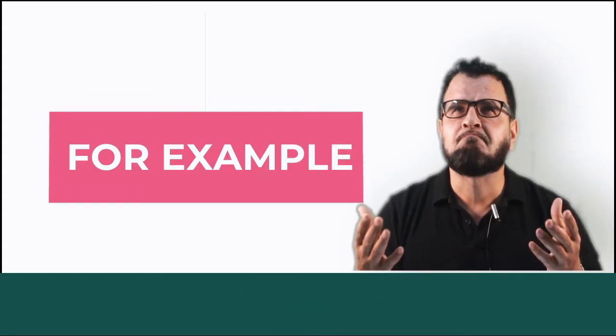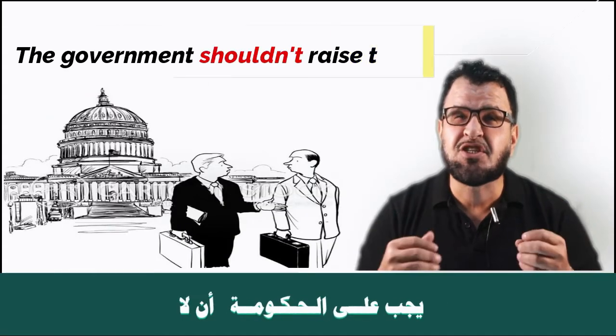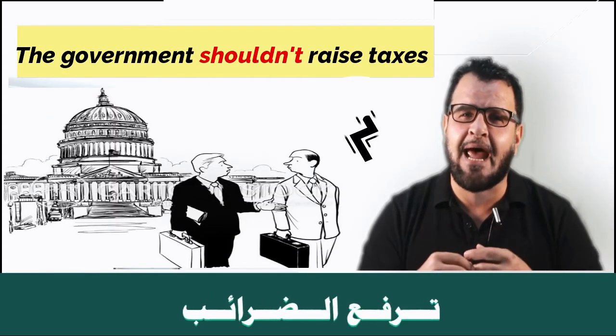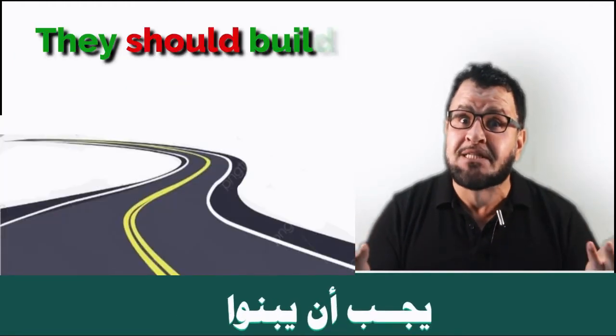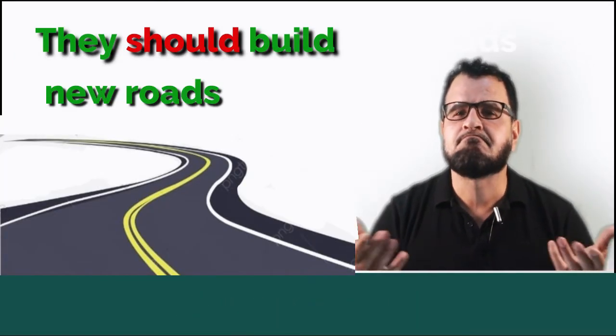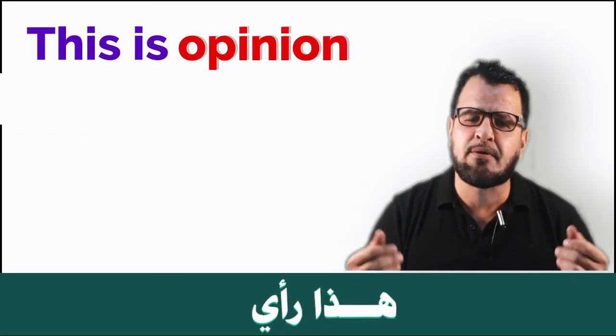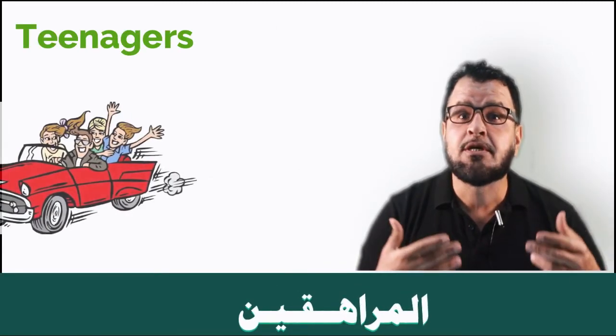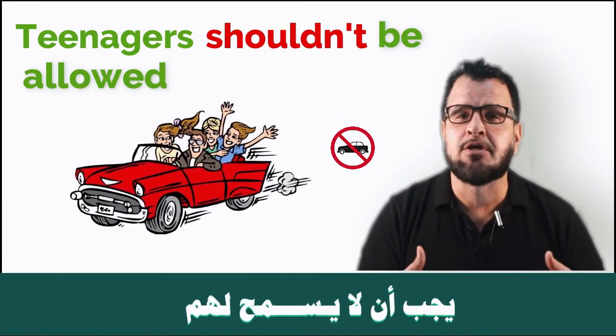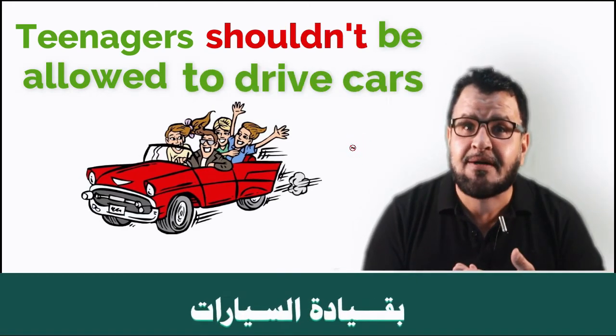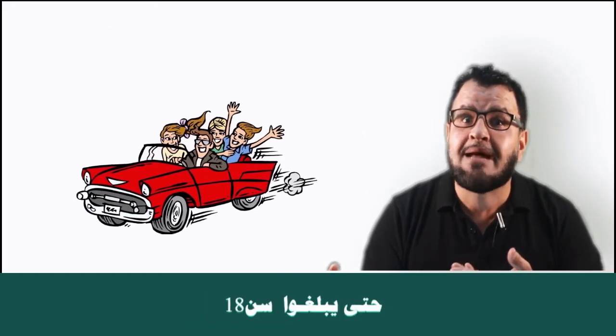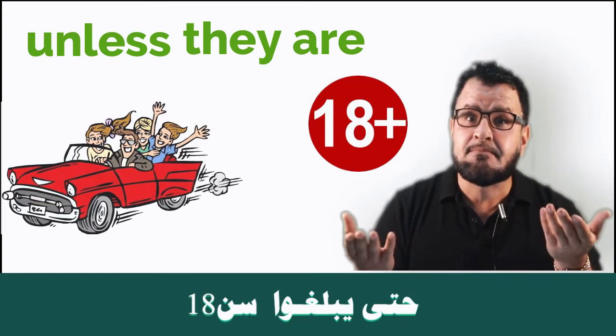For example, the government shouldn't raise taxes. They should build new roads. This is opinion. Teenagers shouldn't be allowed to drive cars unless they are 18.